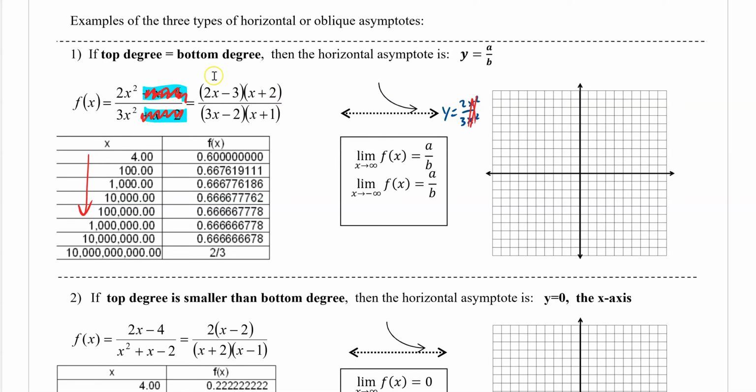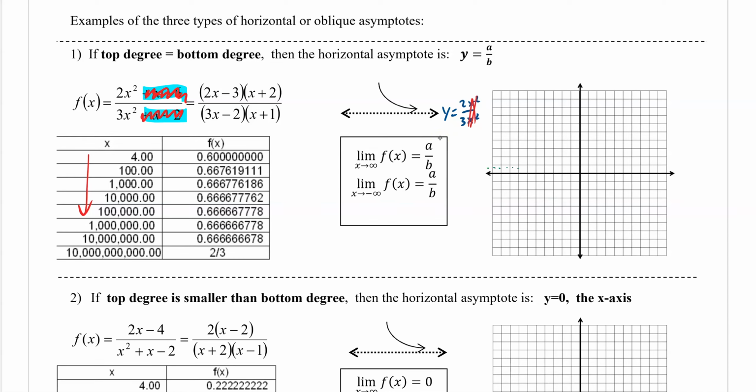So long story short, that was really long. All you have to do is look at the leading terms. If the top degrees are the same, then we're going to get 2/3. And we can carry this down through all of them. We're just looking at the leading terms. The rest of it doesn't matter when we're talking about our horizontal asymptote. So this would be y equals 2/3, which means our horizontal asymptote 2/3 is right here at the 2/3 mark. Right there at 2/3, like that.